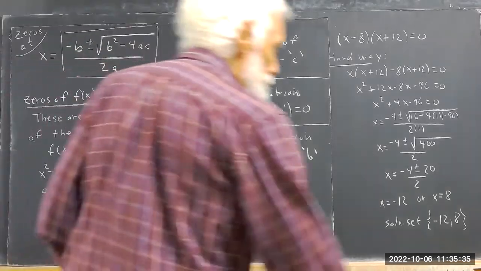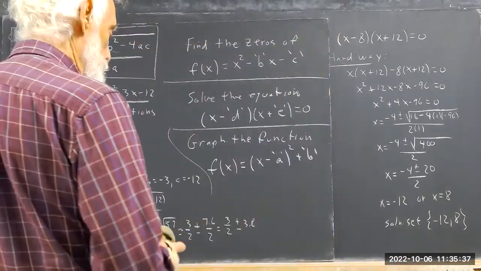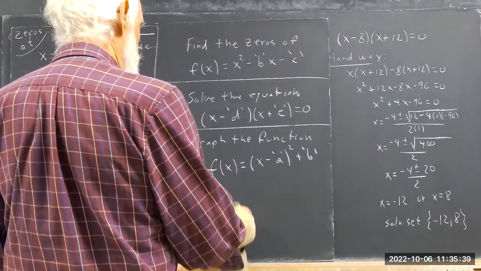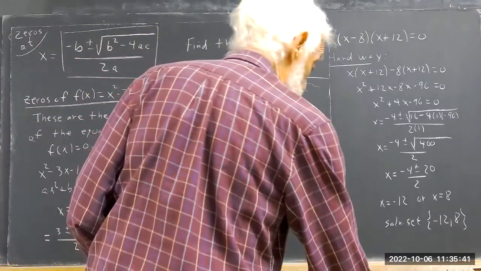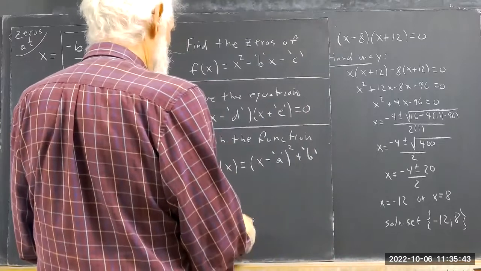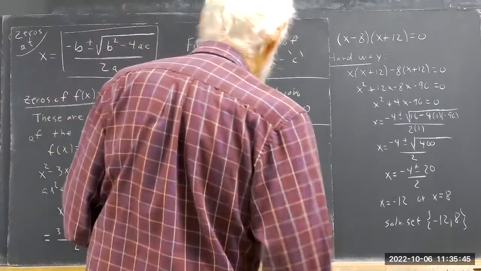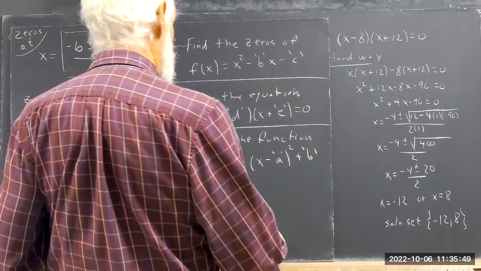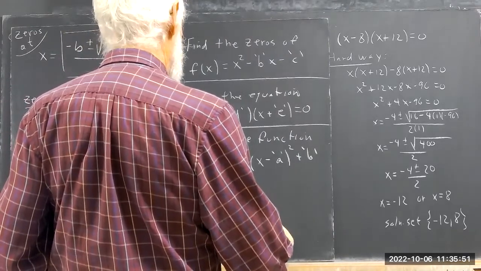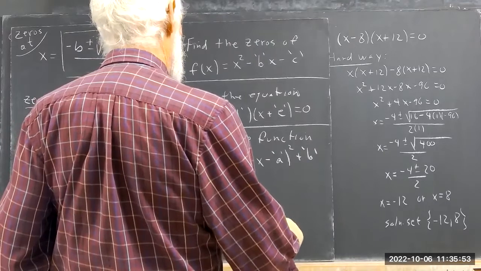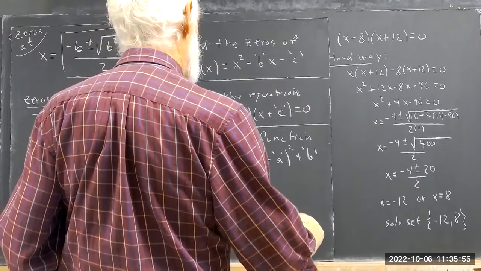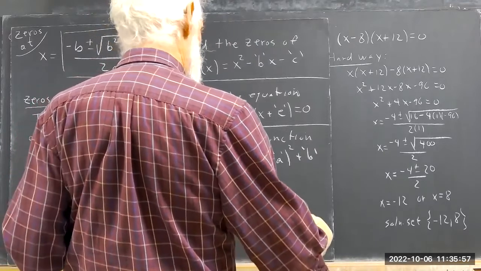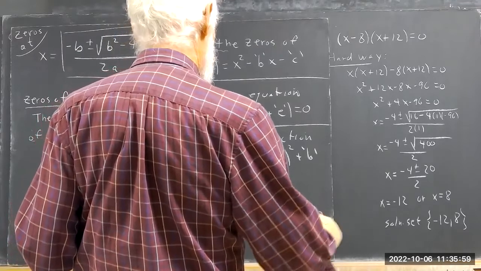And since I'm writing this out as a decimal approximation, might as well write my 3 halves as a decimal approximation. Of course, not an approximation in this case, it's exactly right. So it's 1.5 plus or minus 3.8, which equals then 5.3 or negative 2.3.